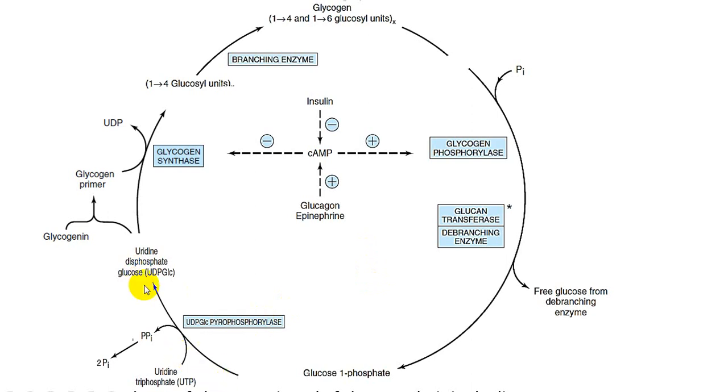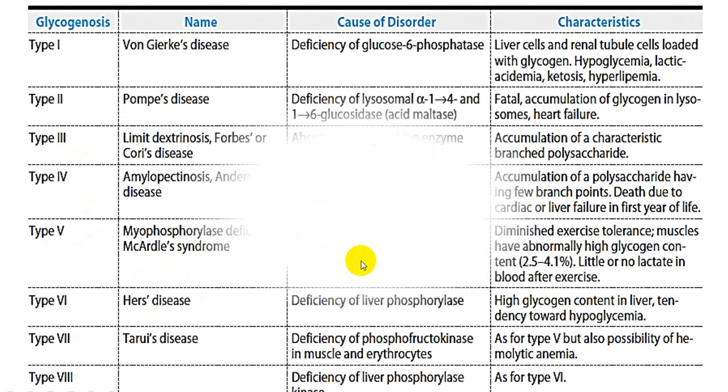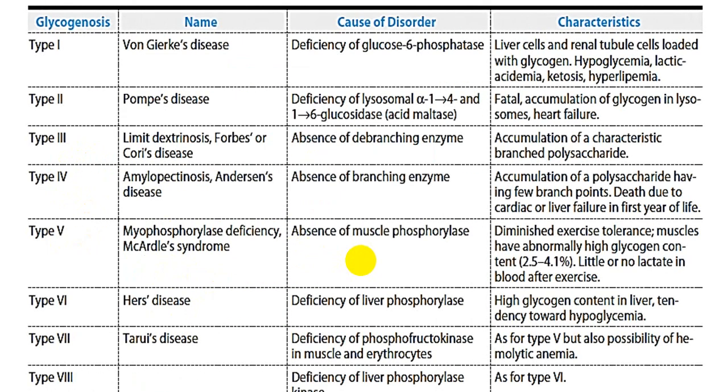Here, a very important point: this should be reversible, but the reaction is irreversible because one of the products is removed by hydrolysis to two molecules of inorganic pyrophosphate. Glycogen is a complex of protein and carbohydrate. The final residue is tyrosine. The glycogen primer reacts with the UDP glucose. Now let us see the types of glycogenesis disease.